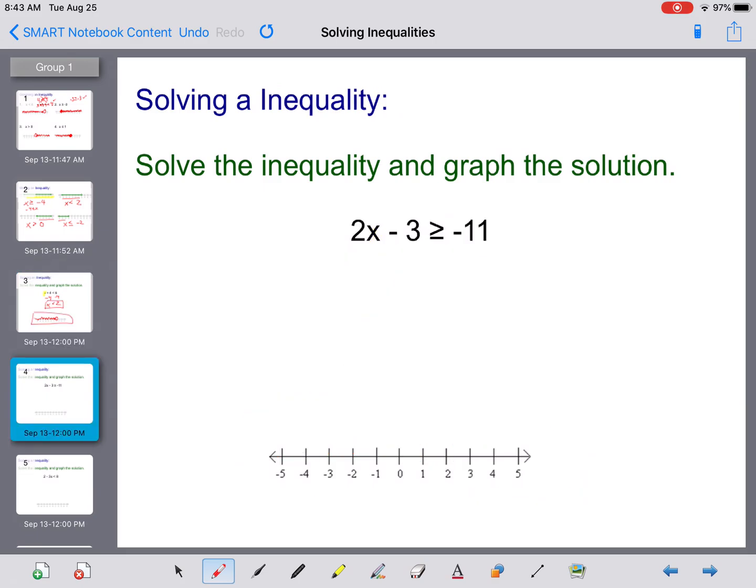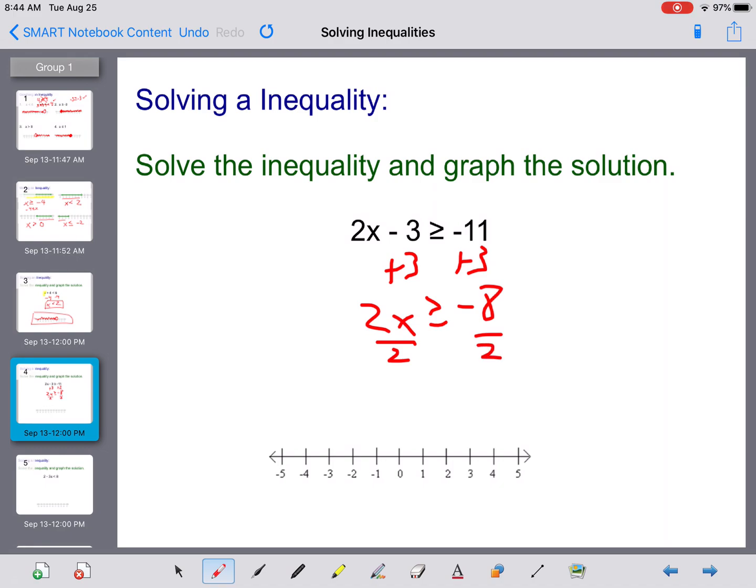Similar to this one, we're going to treat it the same way, as an equation, and we're just going to end up shading at the end. So we're going to say +3. So we're going to get 2x, and these are going to reduce to 0. We still have greater than or equal to negative 8. And we're going to divide both sides by 2.